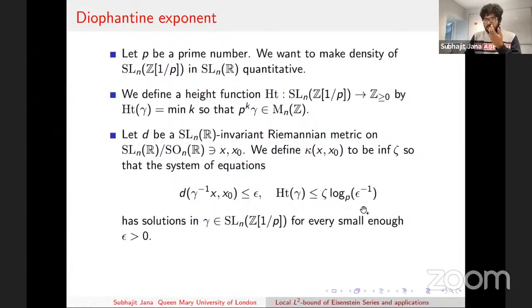Okay, this is a very natural question. We are interested in approximation with approximating error epsilon, but we want to understand how large the denominator of the rational matrix would be. And we want to define the Diophantine exponent to be the minimal such zeta, or the exponent of p, so that this approximation has a solution gamma in SL_n(Z[1/p]).